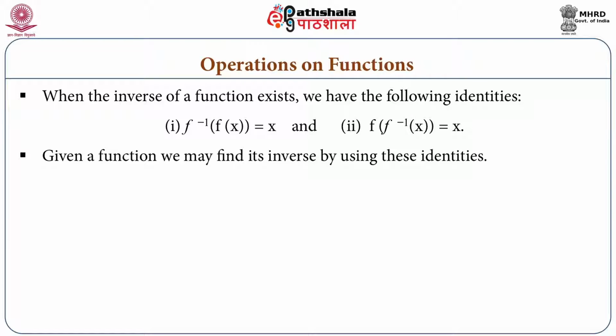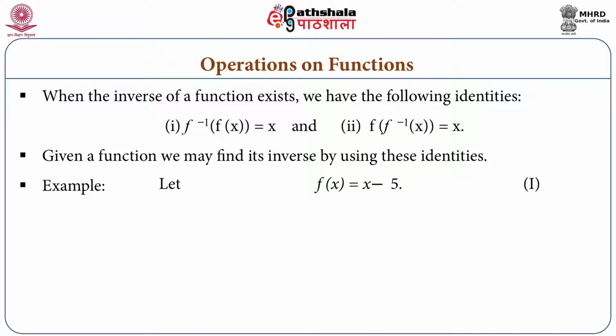When the inverse of a function exists, we have the following identities. That is, 1: on the left hand side of the equation, we have f⁻¹(f(x)) is x, and number 2, f(f⁻¹(x)) is x. That means if both the function and its converse are also functions, then these two equations are possible. Given a function, we may find its inverse by using these identities. For example, we can do these derivations.